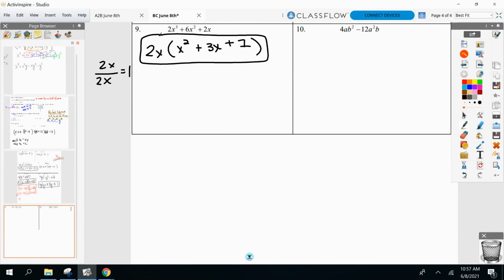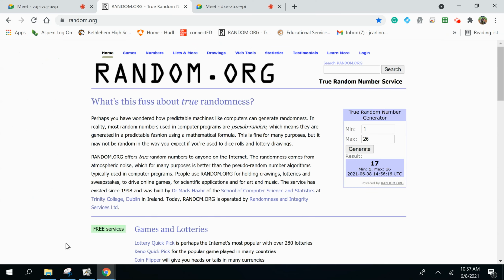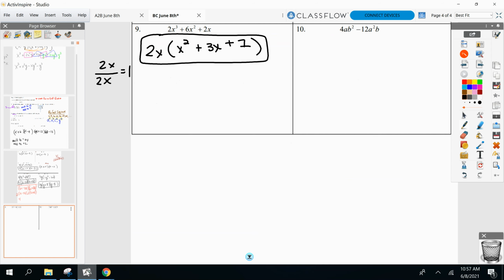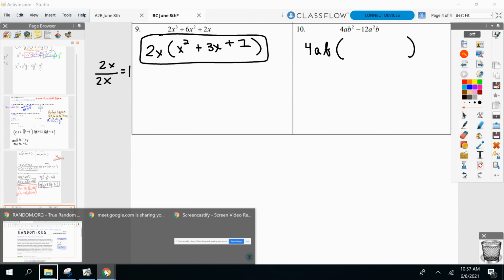Okay. What do you want me to do for 10? Quincy, what do you want me to do for 10? Factor out 4AB. Good. I can take out a 4. I could take out an A and a B because they both have A and B in them. Perfect. All right, what are we going to do with what's left? Divide everything by 4AB. What's inside?